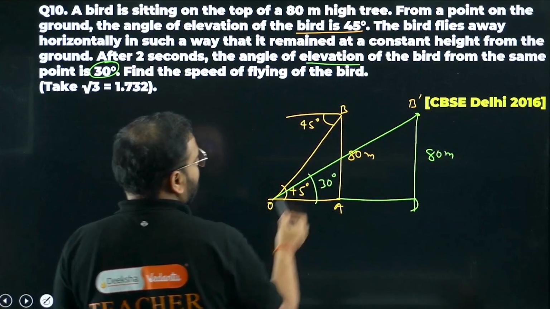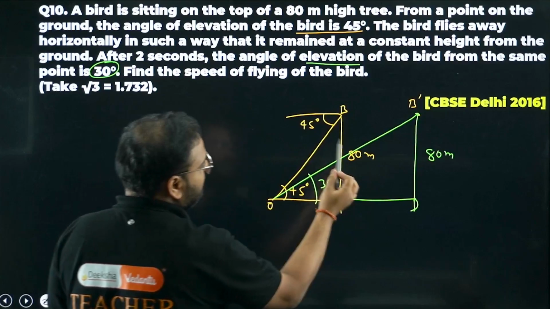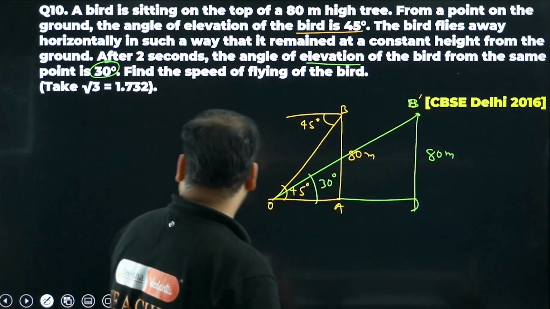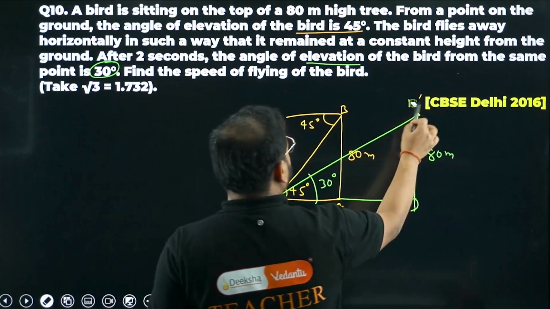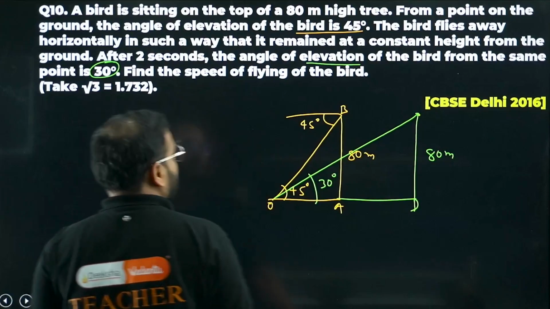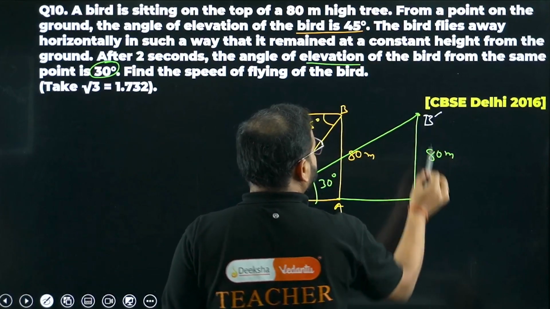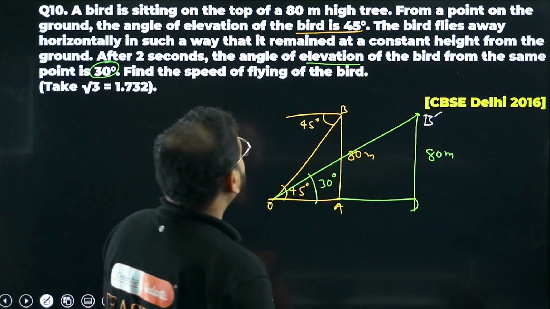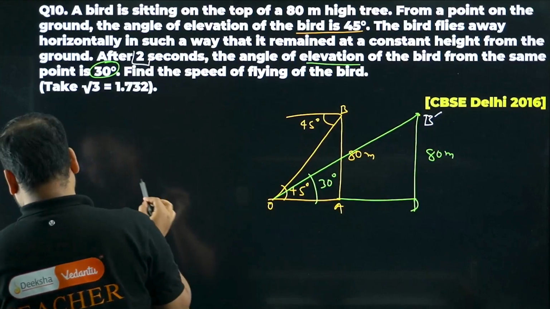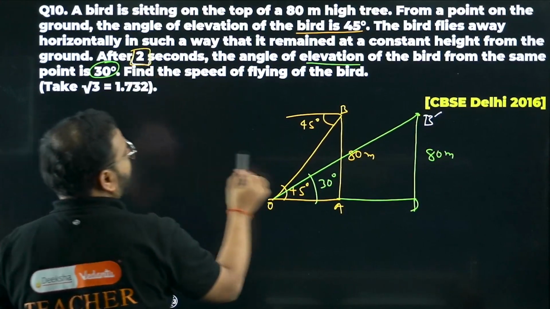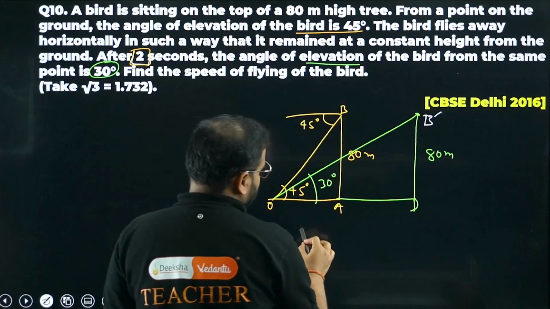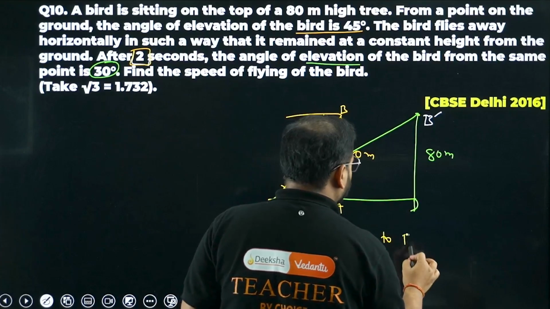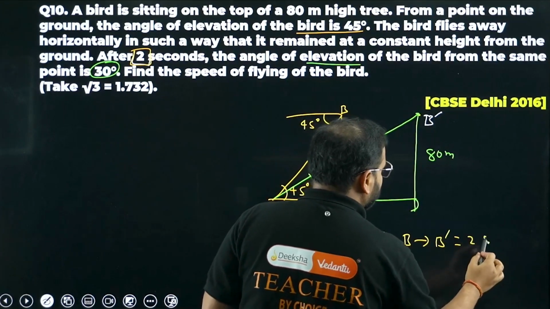So I now have triangles OAB and ODB dash. This point is B dash, okay? Clear now? Now, this took a time of 2 seconds to move from point B to B dash. The time taken to go from B to B dash is 2 seconds.